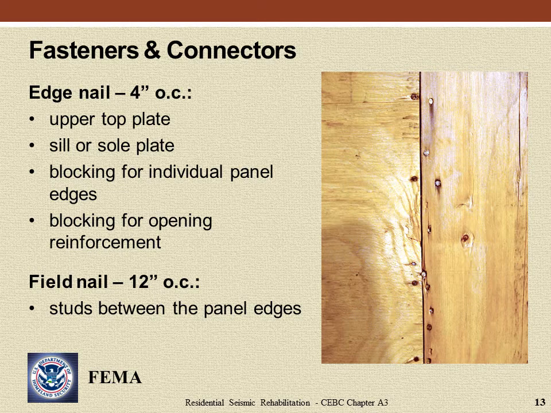Sheathing edge nailing at 4 inches on center is required at the upper top plate of the cripple wall, the sill plate, sole plate or blocking at the bottom of the cripple wall, all panel edges, and edges at openings in the sheathing. In short, any sheathing edge should be nailed at 4 inches on center. In addition, sheathing should be field nailed to studs that do not fall at panel edges. This nailing controls out-of-plane buckling of the sheathing.